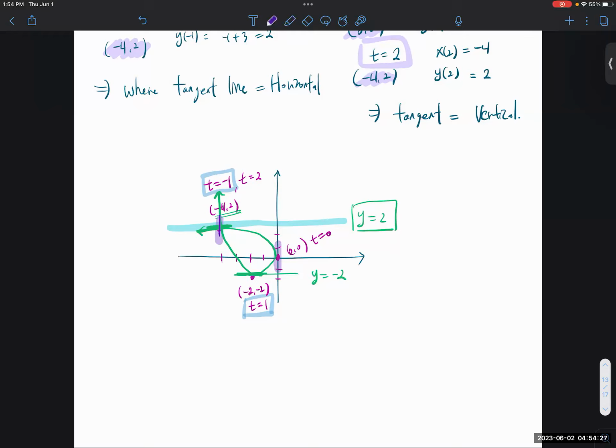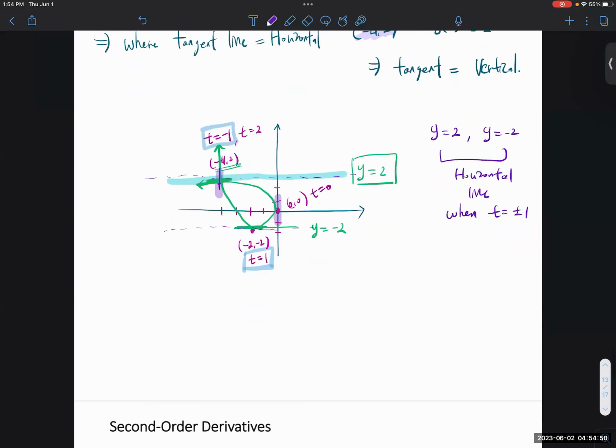So when y equals 2, this line, and y equals -2, these are the horizontal lines where t equals ±1, correct? And then when x equals -4 and x equals 0, these are the vertical lines when t equals 0 and 2, right?